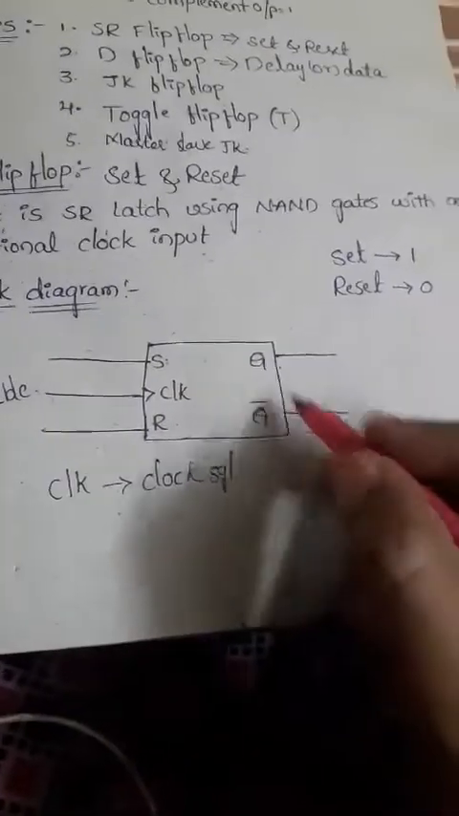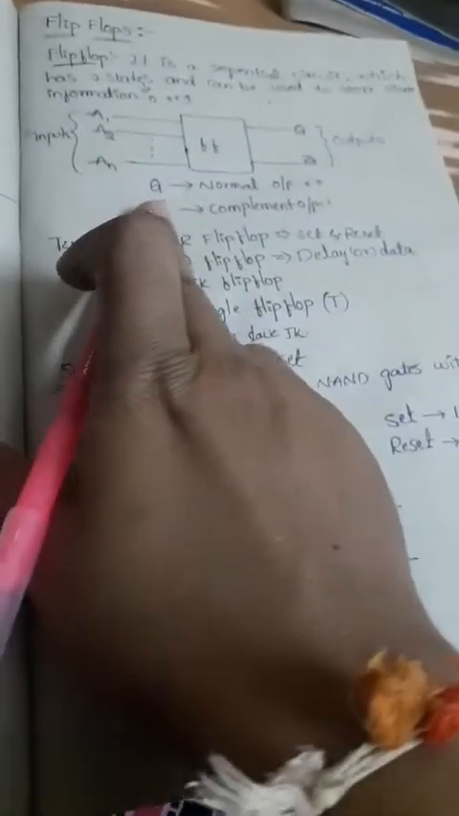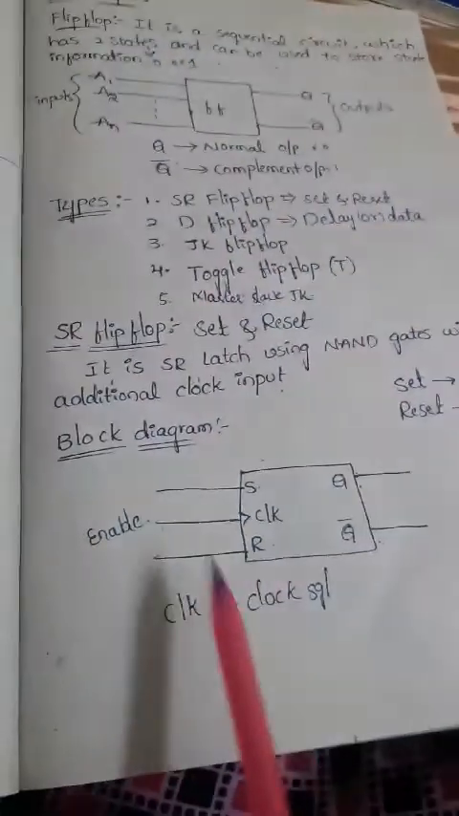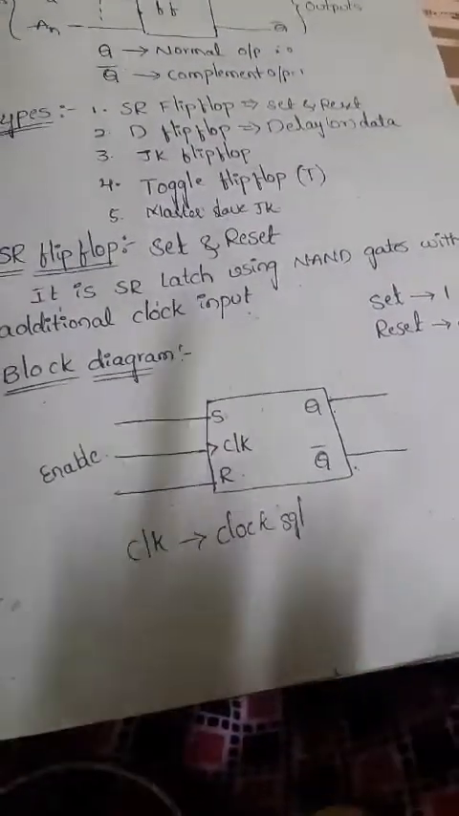And here, Q and Q complement are the normal output and the complement output. I already explained this in the block diagram of the flip-flop. So this is the block diagram of the SR flip-flop. It just consists of 3 inputs and 2 outputs.